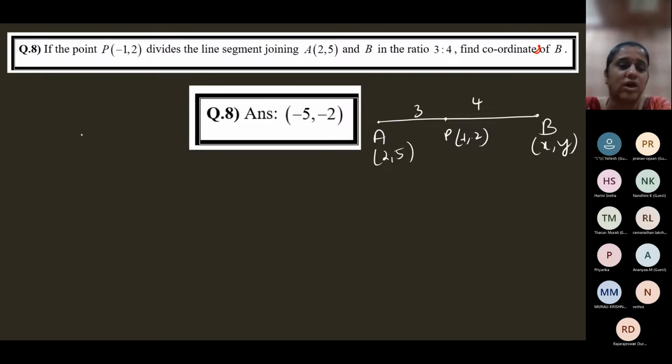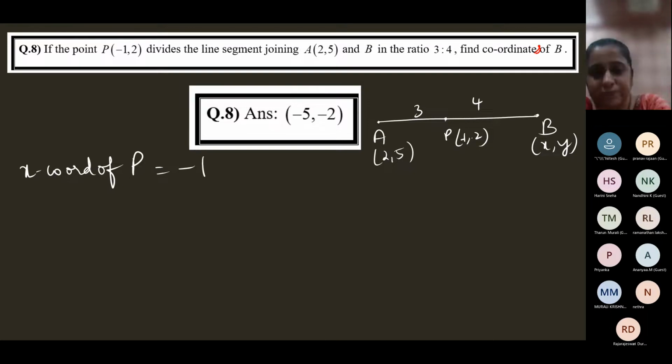-1. Okay, so I'll start by writing that x coordinate of P is equal to -1. But how do you find the x coordinate of P? What is the formula to find the x coordinate of P? Midpoint. Midpoint formula cannot be used here. The ratio is 3:4. P is not the midpoint of AB.